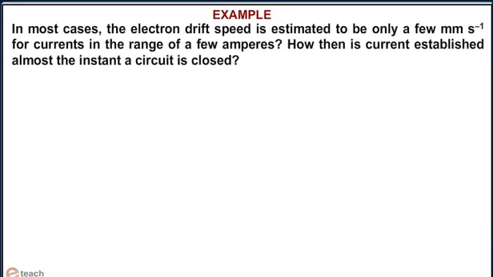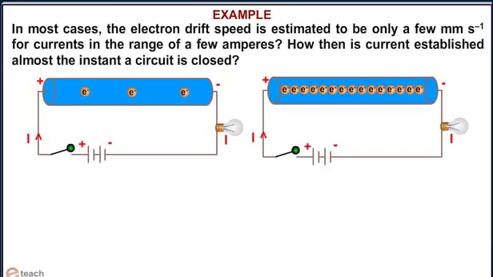In most cases, the electron drift speed is estimated to be only a few millimeters per second for currents in the range of a few amperes. Now, we will see how current is established almost the instant a circuit is closed.